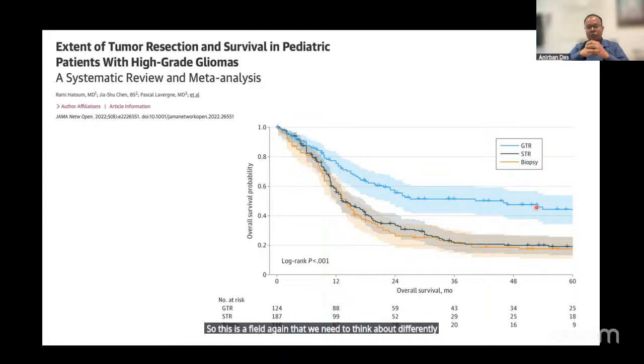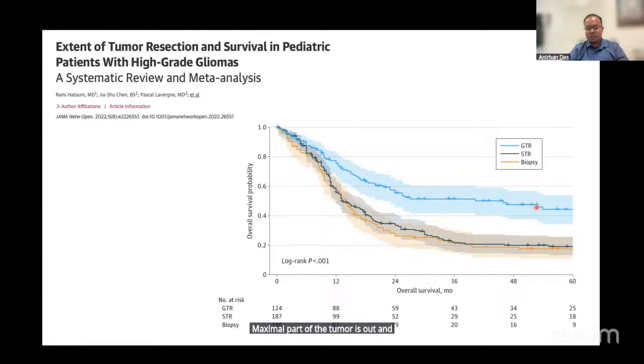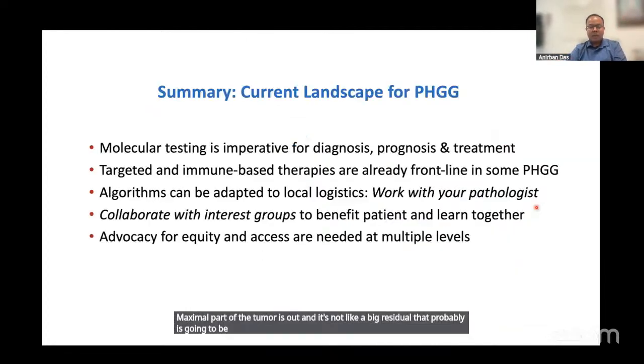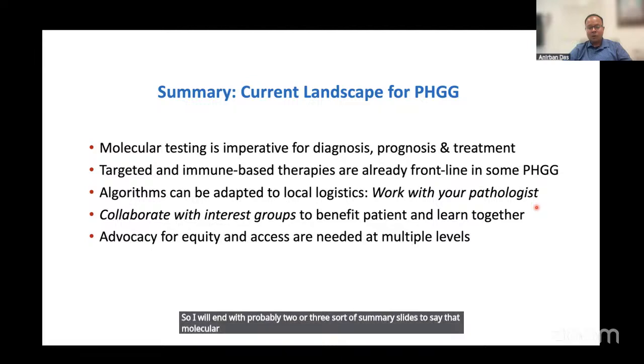DIPGs are a different story, but maybe if it's a hemispheric glioma, even if it's high grade, we have to become a little more aggressive with our surgical colleagues to make sure that a maximal part of the tumor is out and it's not like a big residual that probably is going to be fatal anyway. So I will end with probably two or three summary slides to say that molecular testing, in our viewpoint, is probably imperative for the accurate diagnosis, as you saw, prognosis, and more with treatment. Targeted and immunotherapies are already frontline in some of the high-grade gliomas and having a real impact. Not for all.